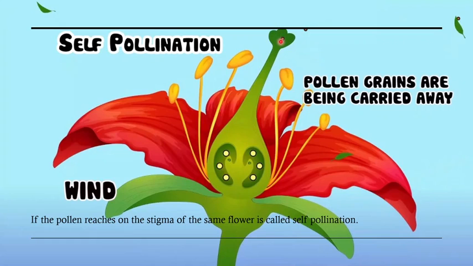This is called self-pollination. What is self-pollination? If the pollen reaches the stigma of the same flower, it is called self-pollination. This is the stigma and this is the anther part.